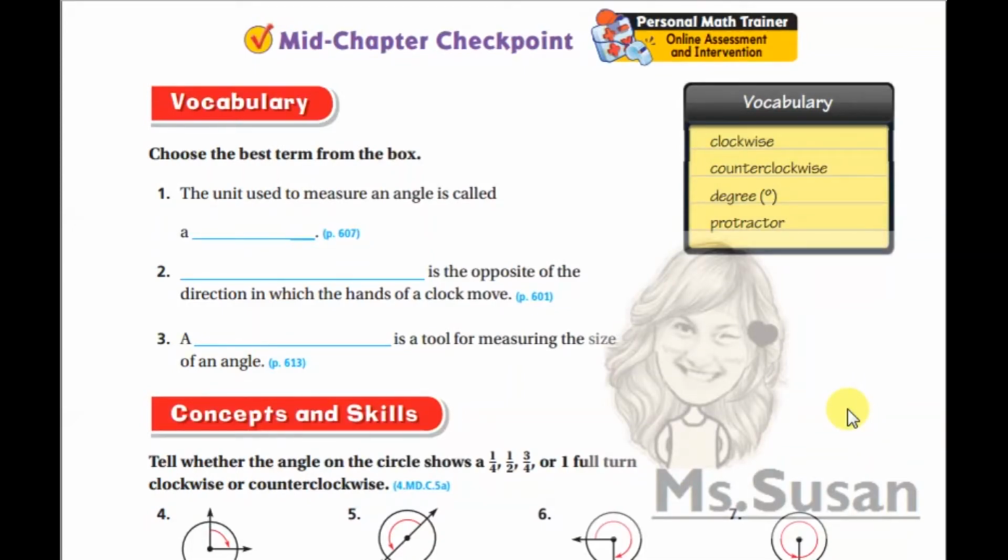Today, this is the completion of what we have started of solving all the mid-chapter tests or mid-chapter checkpoints. So our topic today, we will solve together mid-chapter 11 checkpoint. And what we have to start with is the vocabulary box. So let's read the vocabulary box.